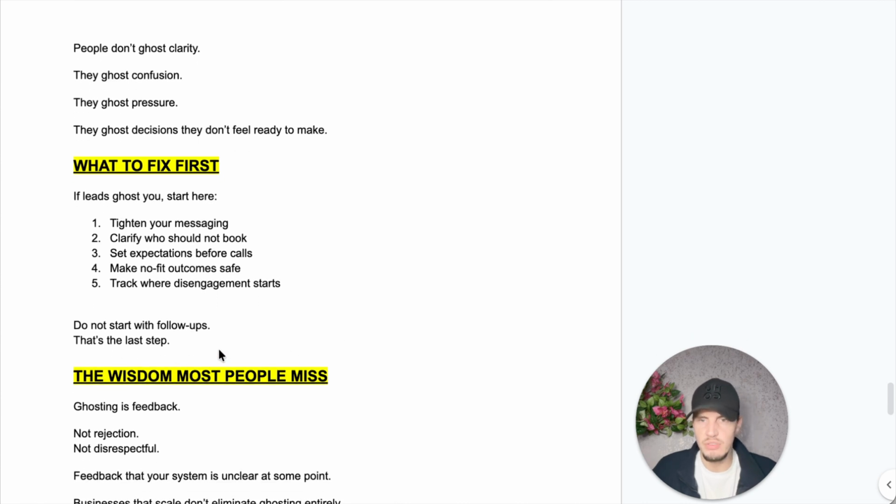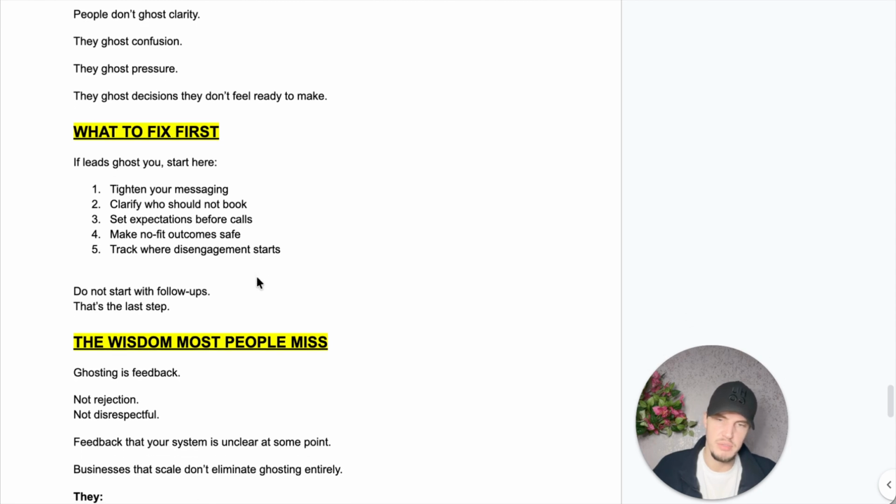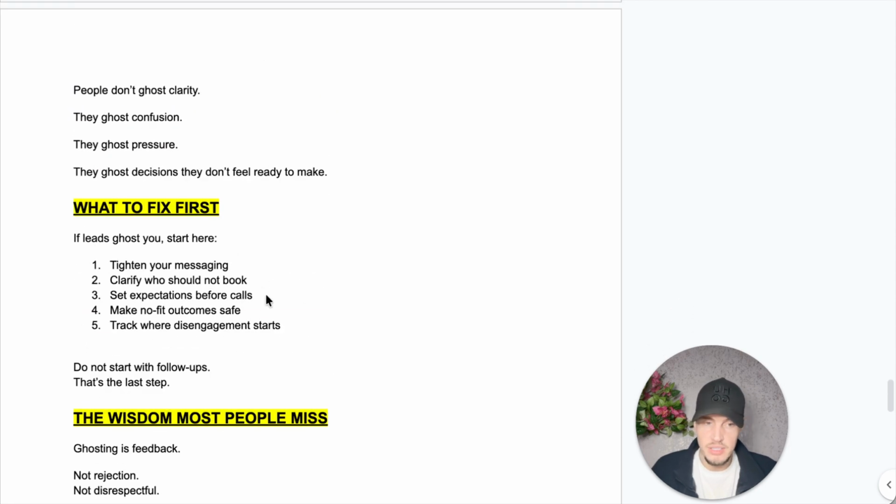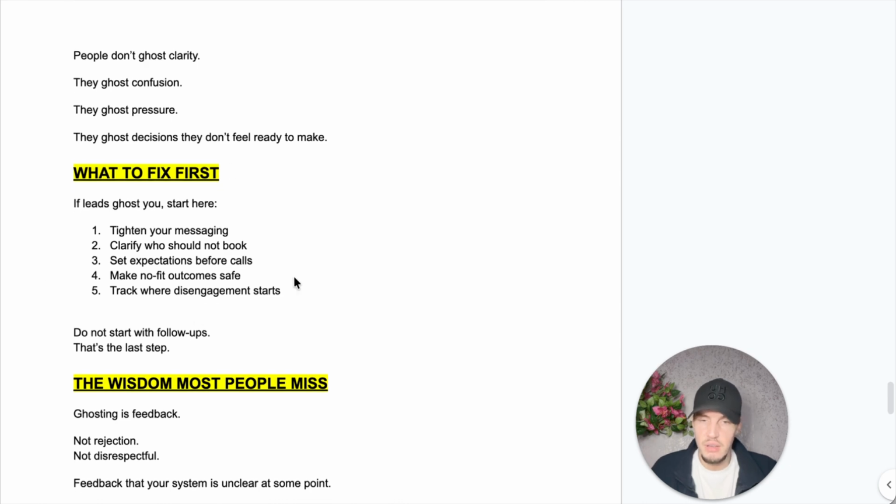Do not start with follow-ups. That's the last step, okay? First, fix all of this. Once you have fixed all of this, then you can get into the follow-ups. Follow-ups are important, but only when you have this actually fixed.